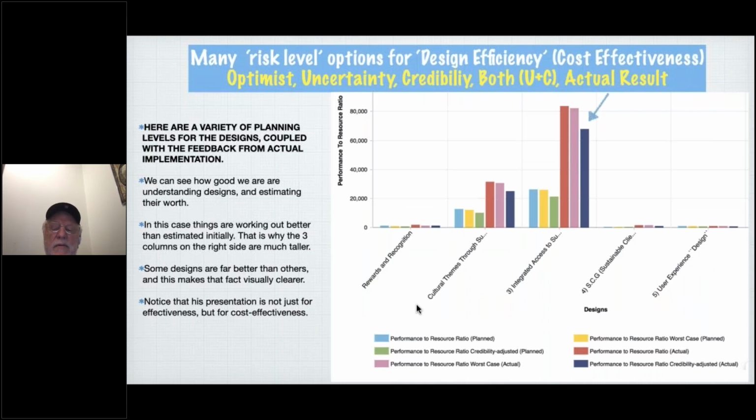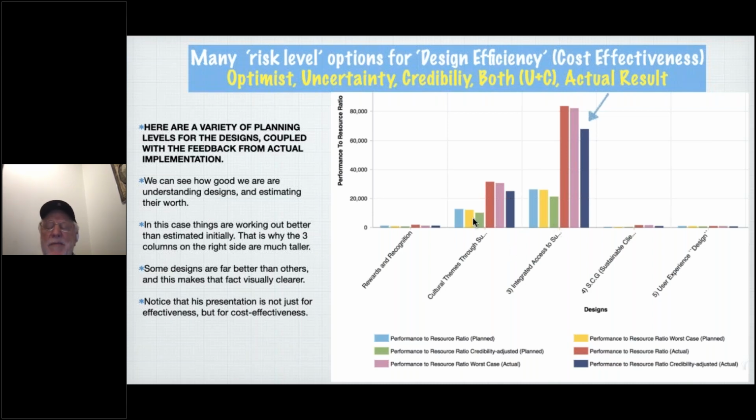And then we're saying, look, here's the planned level, but if you ask me about credibility, here's another level. If you ask me about the worst case, here's another level. And if you ask me about what really happened when we measured, so here are some estimates, and here's what really happened.